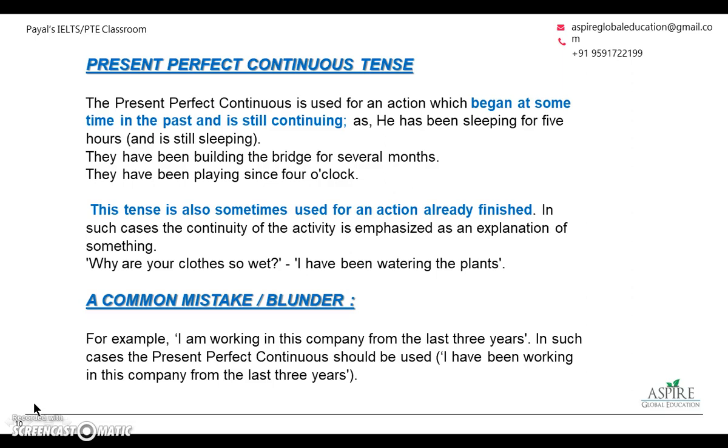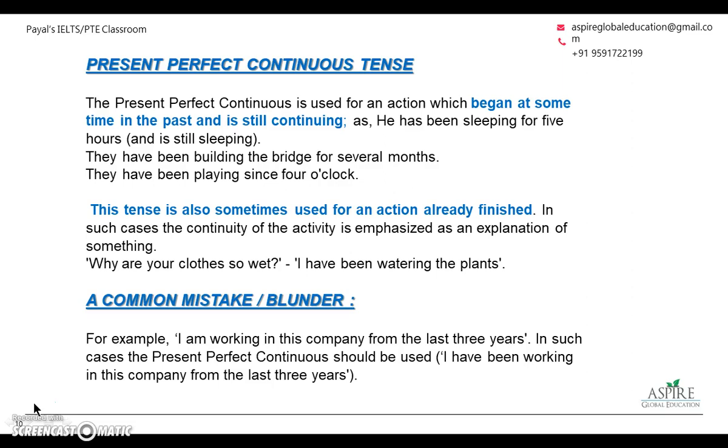It's still continuing. They have been building the bridge for several months. That means they started in the past and they're still doing it. They have been playing since 4 o'clock. This tense is also sometimes used for an action already finished. Why are your clothes so wet? I have been watering the plants, which means you've been watering for quite some time.